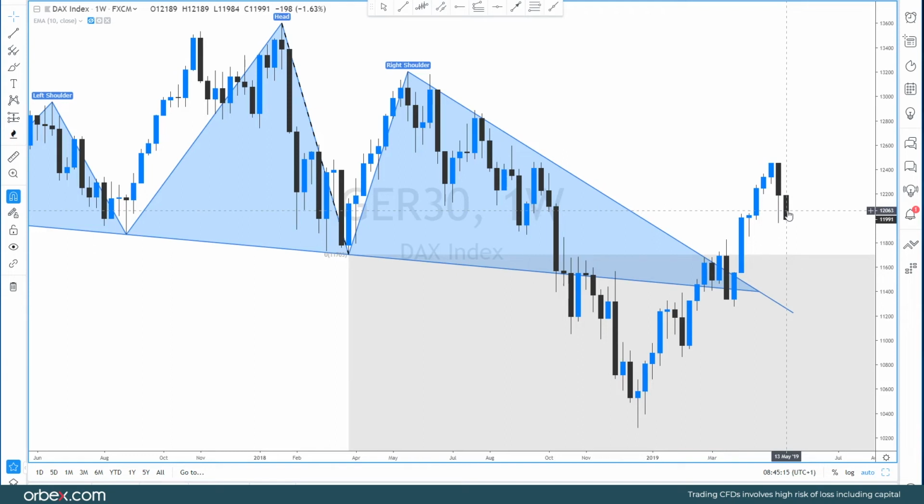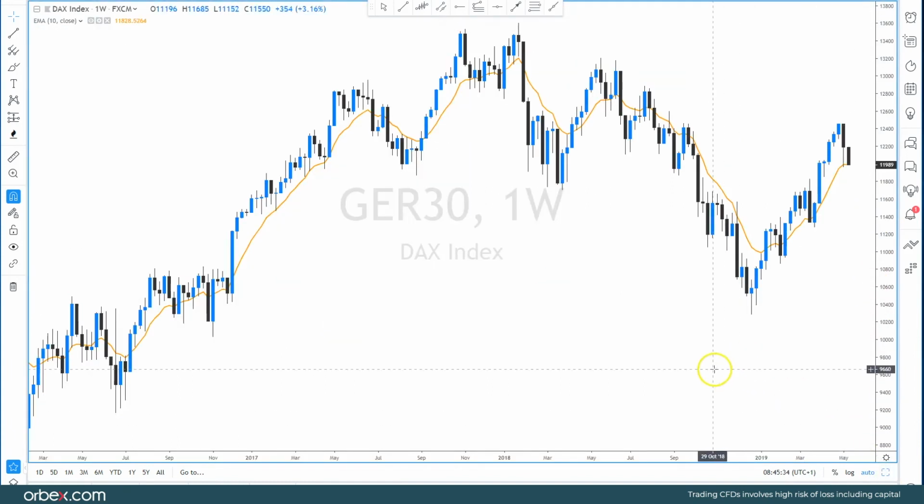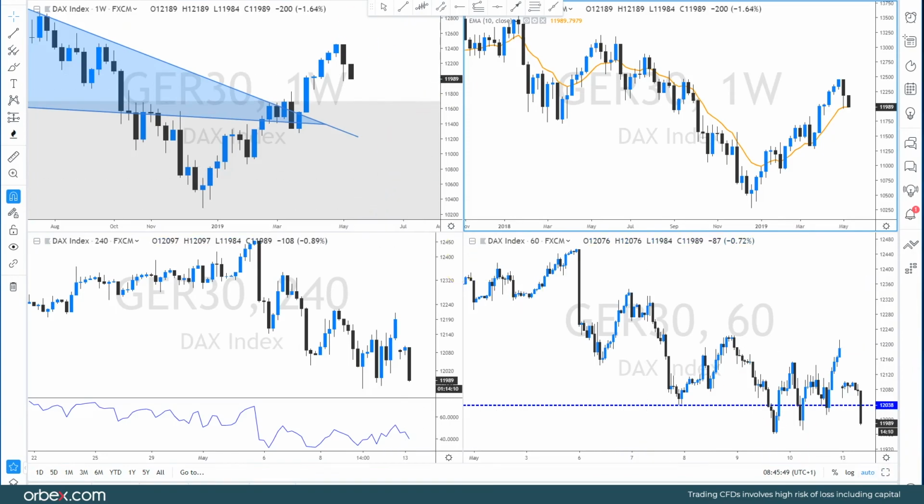We can see that today's price action has broken aggressively lower again, so a break of the 11,950 area should see the index continue aggressively lower in the coming weeks. Also, on the weekly chart, just highlighting the 10-week moving average we're looking at, and prices are holding around there at the moment, but we are negative on indices also.